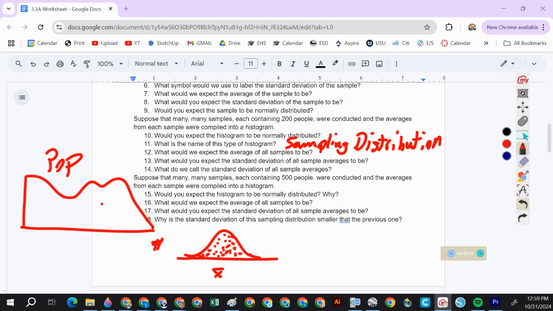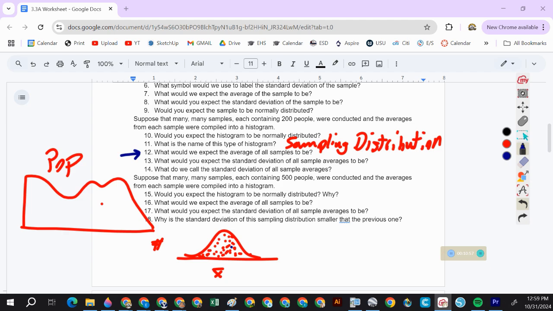What does one dot on the original histogram represent? A person and their age. What does one dot on the sampling distribution represent? It is the average of a single sample containing 200 people from the original population. Does that make sense to everybody? Okay, now, what is the standard deviation of, oh wait, there's another question, I skipped one.